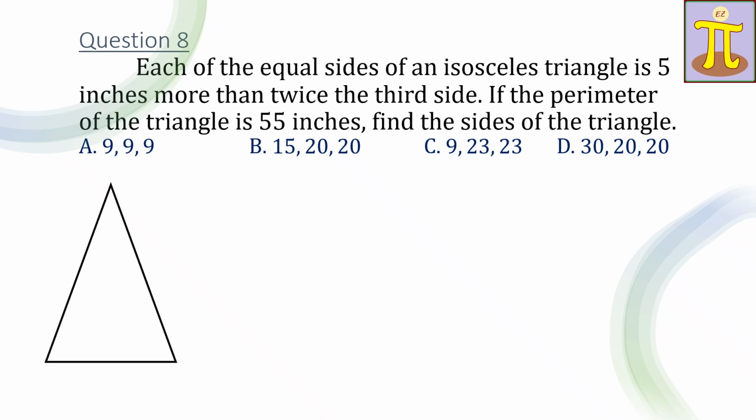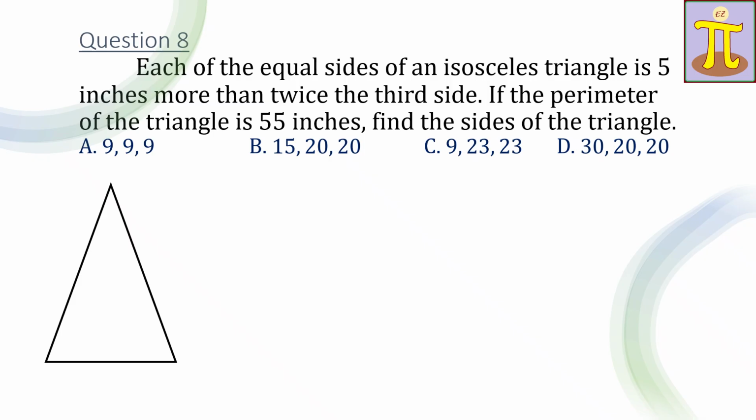Question number 8. Each of the equal sides of an isosceles triangle is 5 inches more than twice the third side. If the perimeter of the triangle is 55 inches, find the side of the triangle.